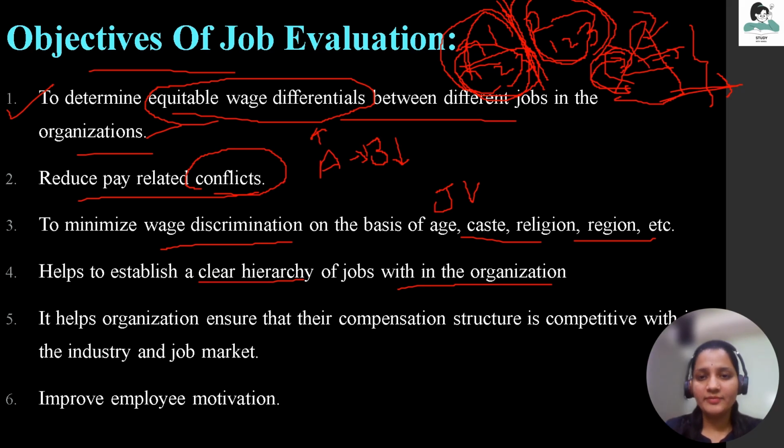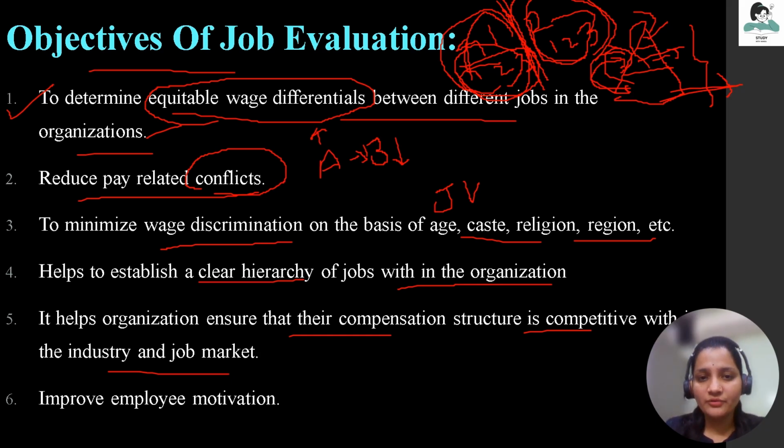So it helps the organization members to clearly understand who reports to whom. Am I clear? Next, it helps organizations ensure that their compensation structure is competitive within the industry and job market. Right, so what do you mean by this competitive? Compensation structure is competitive here. You need to understand this. That means whatever the company is paying to employees, it should match the market standards.